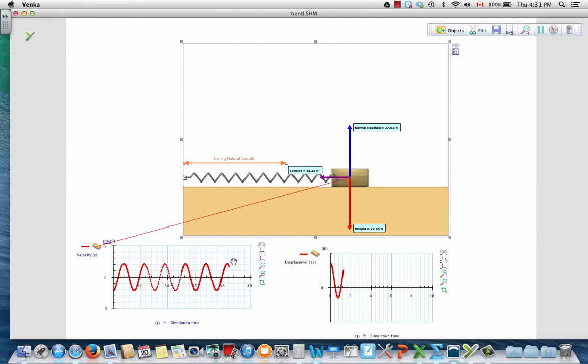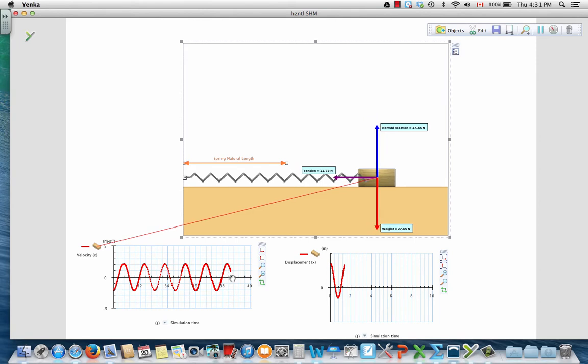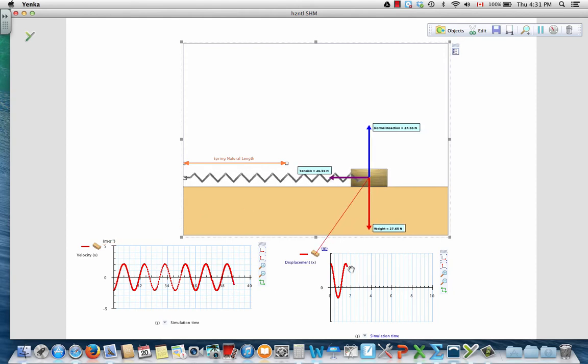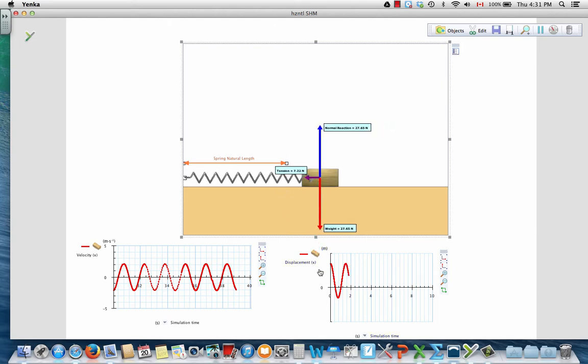We also have plots down here of the velocity of the particle versus time. So out at the end there, it's going to stop and the velocity will be 0. And then here's a graph of the displacement of the particle versus time. It's a little offset, but when it goes through the natural length of the spring, that should be the 0 of position.